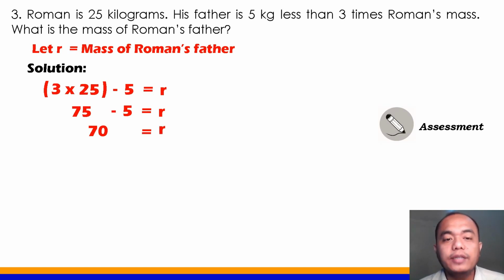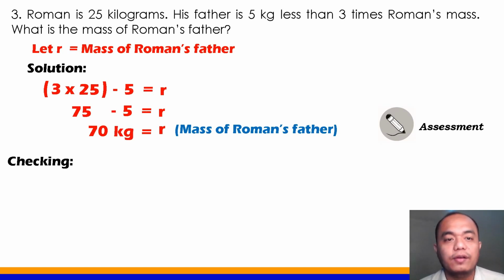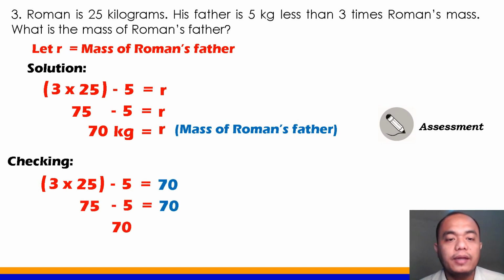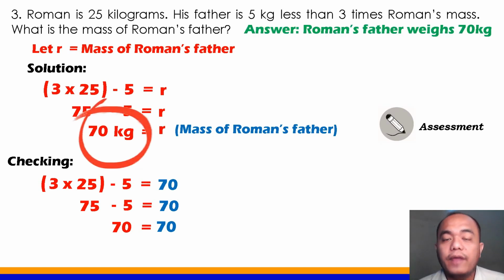What unit are we going to use? Yes, that's kilogram, correct? So that's mass of Roman's father. So let's check. So 3 times 25 minus 5 equals R. R is 70. So 75 minus 5. So 70 equals 70. So our answer is correct. The final answer is Roman's father weighs 70 kilograms.